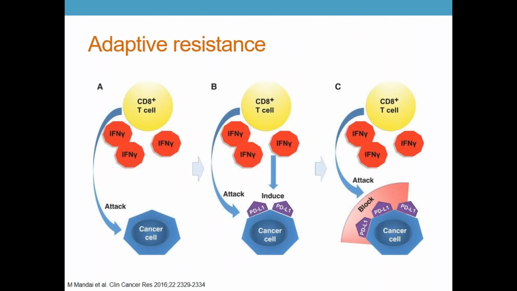So what is adaptive resistance? Let me just repeat it. You have your CD8. That's a T cell, a cytotoxic T cell. It's been sensitized against the cancer. It produces gamma interferon. It comes into the attack. Then you switch over to B, and because of the attack and the release of gamma interferon, it stimulates the cancer cell to make PD-L1.